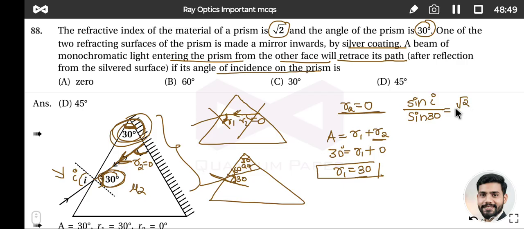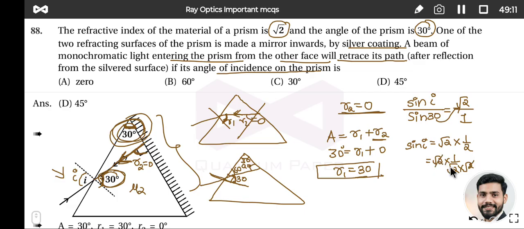So light is coming from the air, so the refractive index of air is 1. If we do the cross multiplication here, sine I is equal to root 2 times sine 30. Sine 30 is 1 by 2, so root 2 multiplied by 1 upon 2. 2 can be written as root 2 into root 2, so one root 2 will get cancelled. So we will get 1 upon root 2.